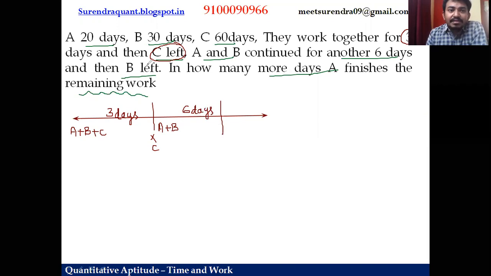And then what happened? The person B left. Here the person B left and A continued to finish the remaining work. Now to finish this remaining work, how many days A takes is the question.